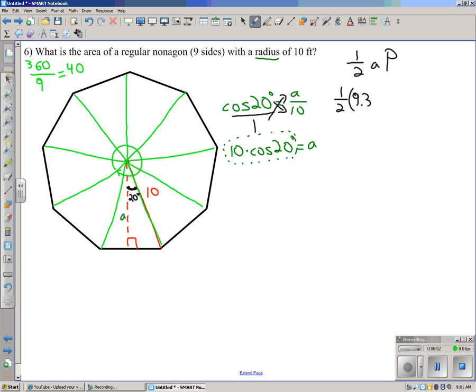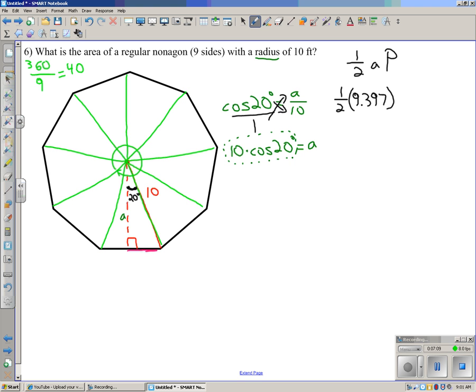So back up in my formula, I have the 1/2. The apothem is about 9.397. Okay, so I've got half of what I need. Now I still need to get the perimeter. Here's going to be the logic, and we did this in class. It's a little bit confusing, obviously. Most of the stuff on this section is. But here's going to be my idea.